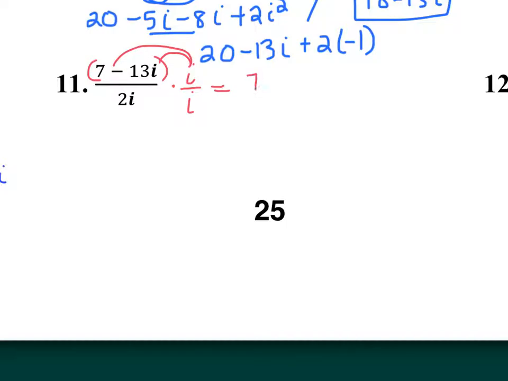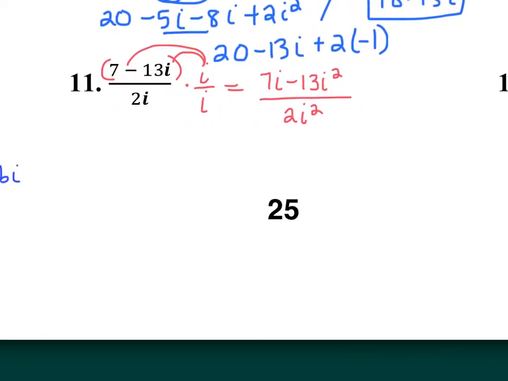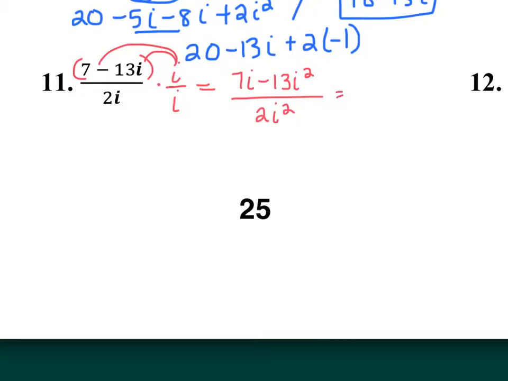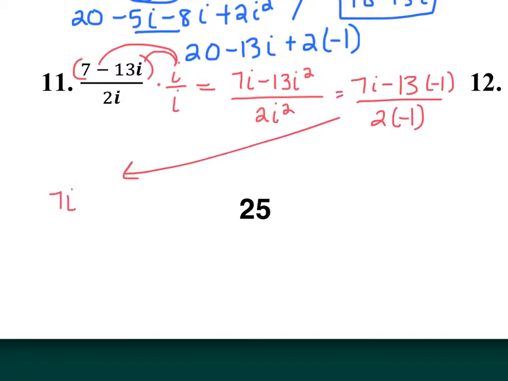So i times 7 is 7i. i times negative 13i is negative 13i squared, over 2i times i, which is 2i squared. So this becomes 7i minus 13 times negative 1, because that's i squared, over 2 times negative 1. Again, that's i squared. I'm going to bring it down here. So 7i plus 13 over negative 2. Put it in the right order: 13 plus 7i over negative 2.